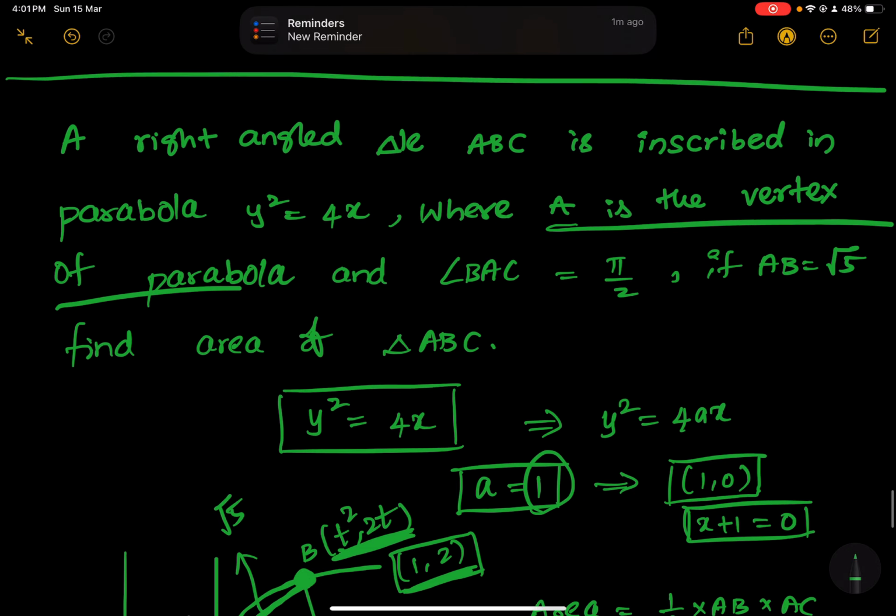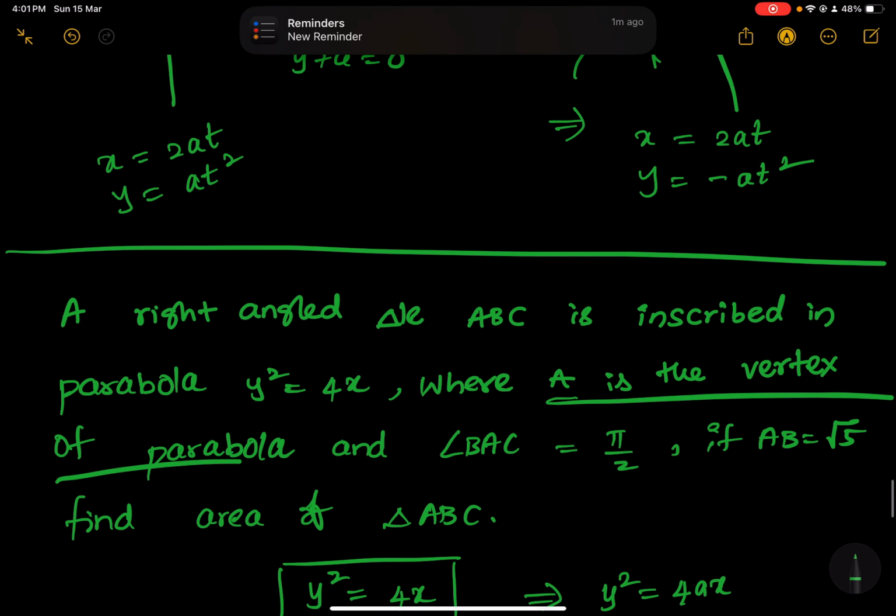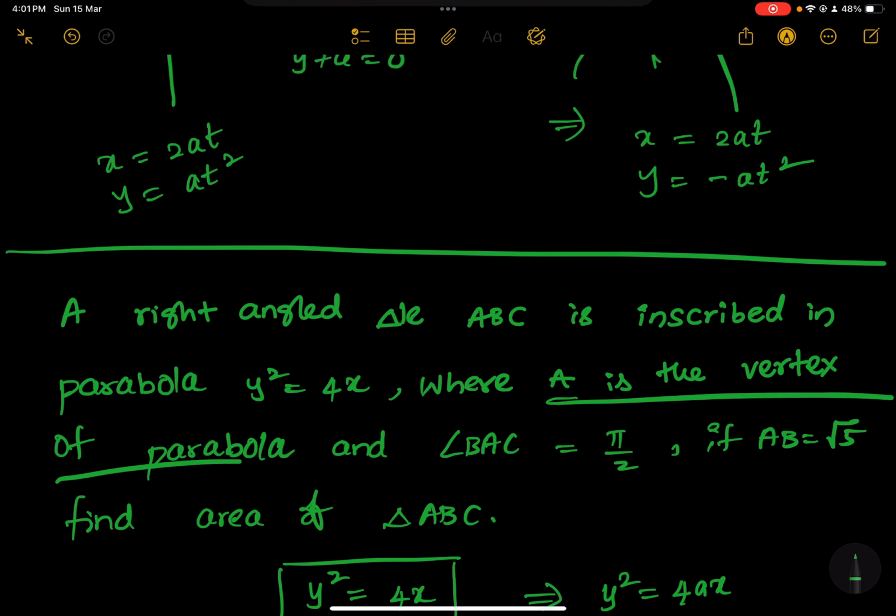So I hope you have understood how to use the equation of parabola and solve the questions. I'm going to add a lot of quiz questions here for you guys to check your understanding of whatever you have learned in this particular session.